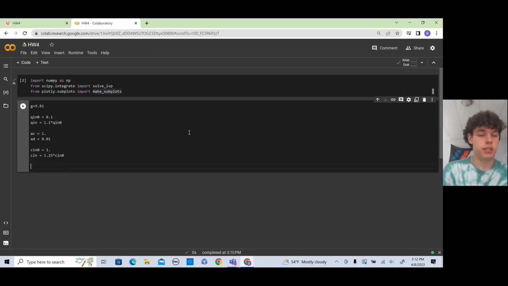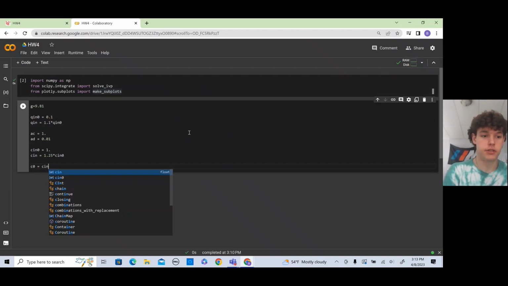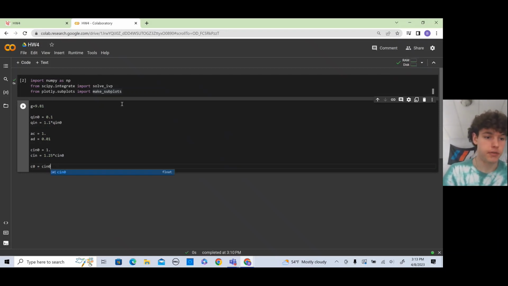So the next thing is we'll need to get our initial concentration of the tank, which is easy. It will just be our initial concentration coming in, because that's just been flowing in the whole time, meaning the concentration in the tank should be what's been flowing in at a constant rate.